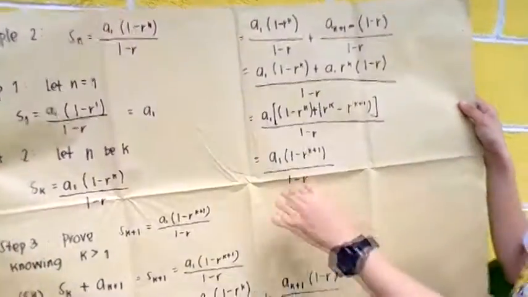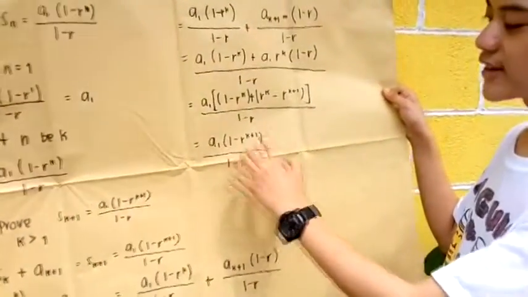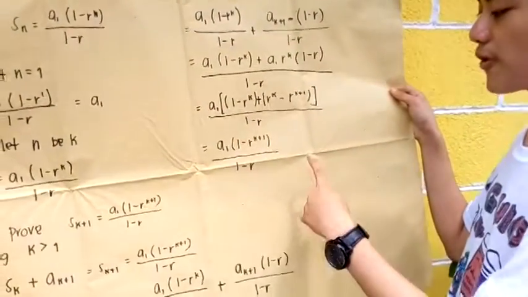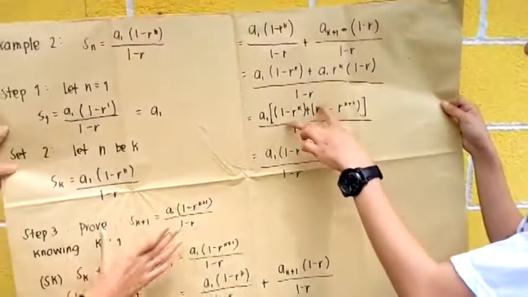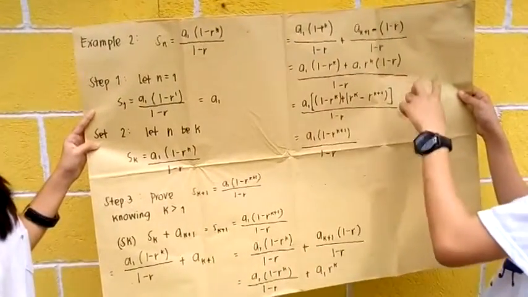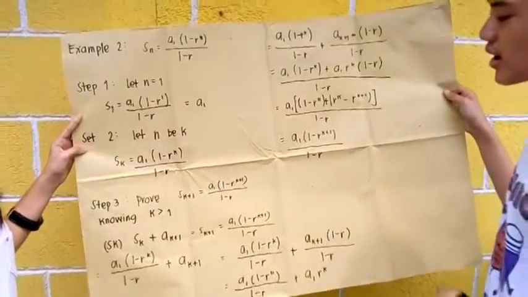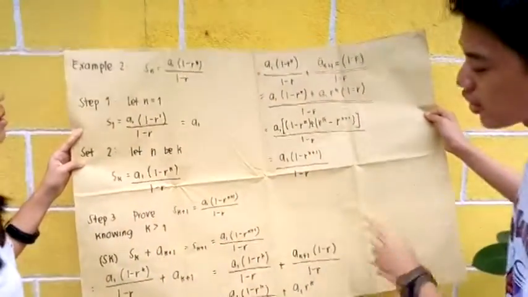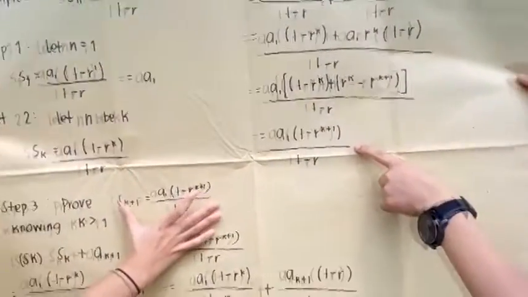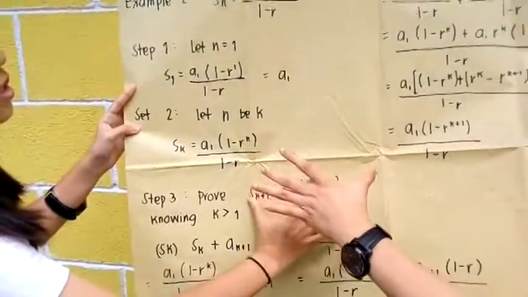So, we will have this: A sub 1 times the quantity of 1 minus r raised to k plus 1 over 1 minus r. Both of these r raised to k will be cancelled because of their opposite signs. So, we have proven that this one is the same as what we have to prove.